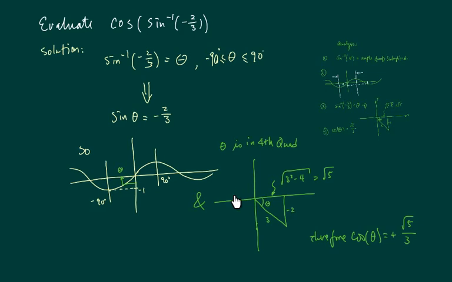Here what I drew is sine of this theta equal to minus 2 over 3. Since it's in the fourth quadrant, I can use the Pythagorean theorem and figure out what the adjacent side is. I do not need to know what theta is, because all I'm being asked is to find out what the cosine of theta is. Using the Pythagorean theorem and the fact that it's adjacent over hypotenuse, it is radical 5 over 3. That's the final answer.